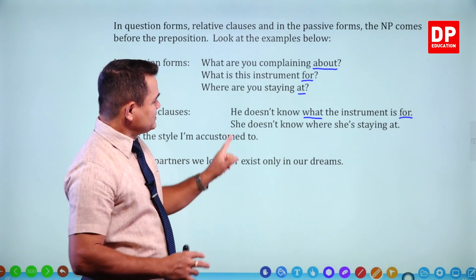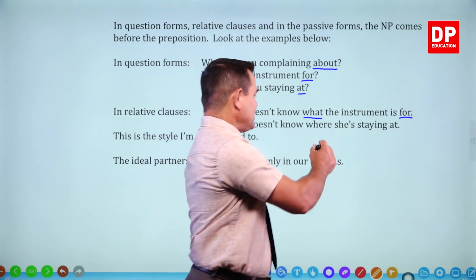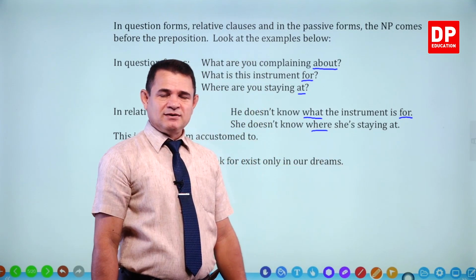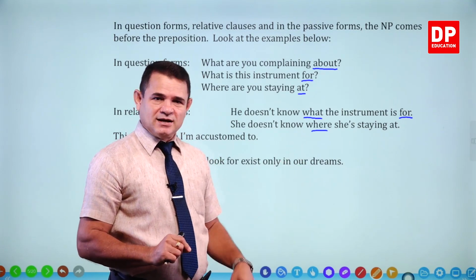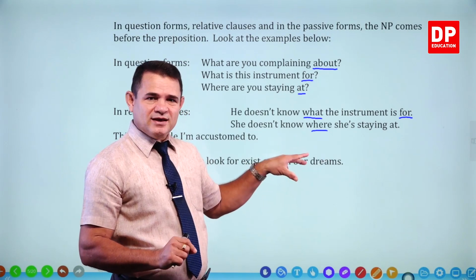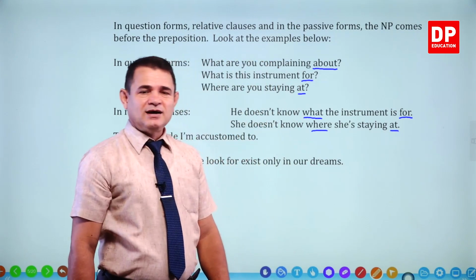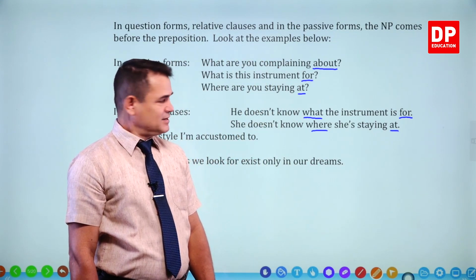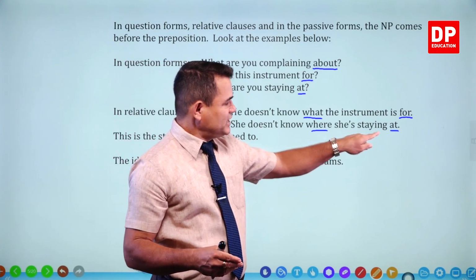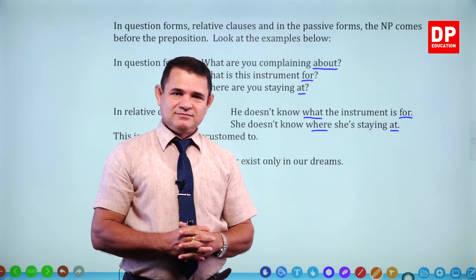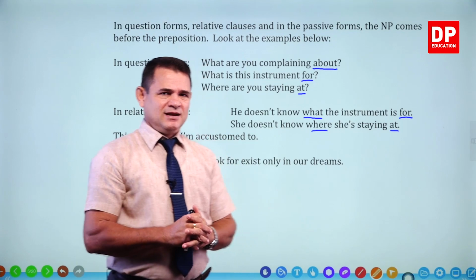Let's see the next one. She doesn't know where she is staying at. You can see there is a WH word, but it is not used to ask a question. It is joining two ideas. At the end you can see the preposition. She doesn't know where she is staying at. Staying at. See the style. Very beautiful.